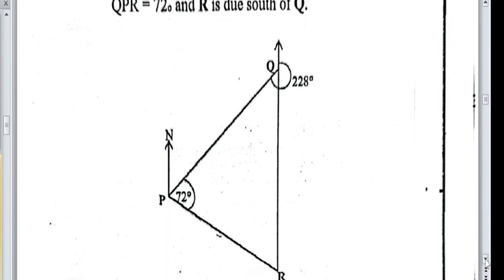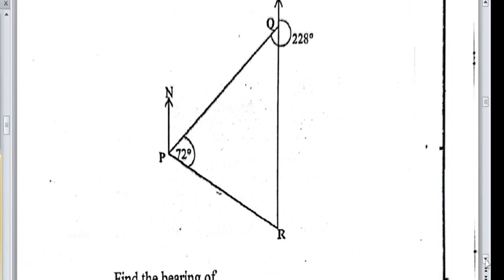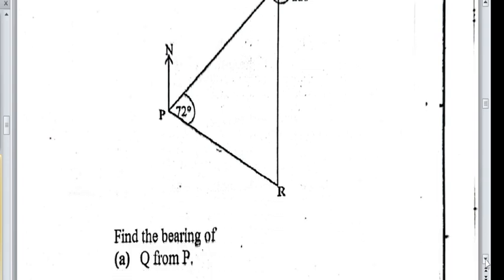So let's go to the questions. They want us to start by finding the bearing of Q from P. Now, whenever you're finding bearings, this is what you do. They want us to find the bearing of Q from P. You look at the letter that goes with the "from". So from P, you check on the north of P, and you are supposed to move in the clockwise direction to where the line that joins with Q is.